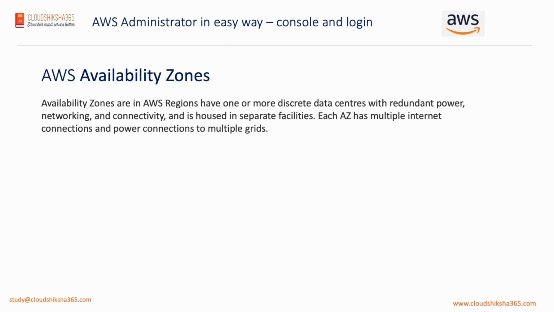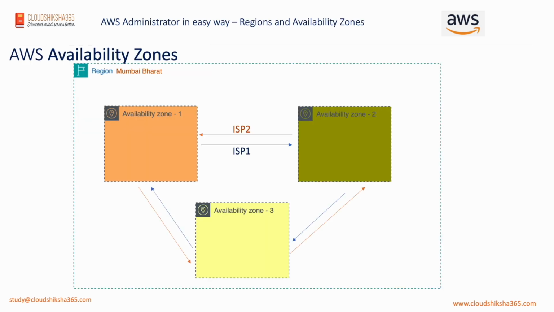So availability zones are within the regions, and they are also geographically separated, but not like 1000 or 2000 kilometers, but within the premises of, let's say, 50 or 60 kilometers, so that if something happens in one availability zone, then at least our resources are available in another availability zone, so that we can have high availability.